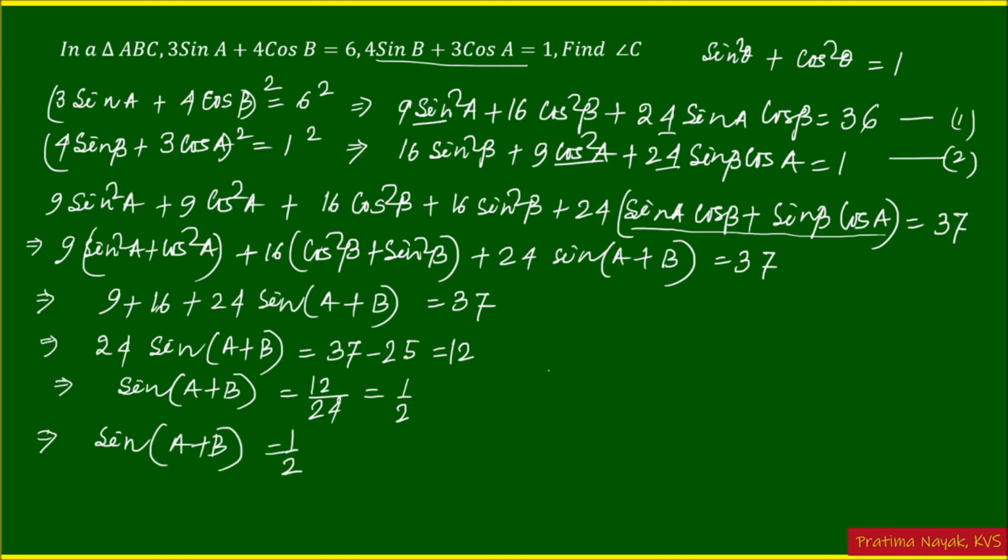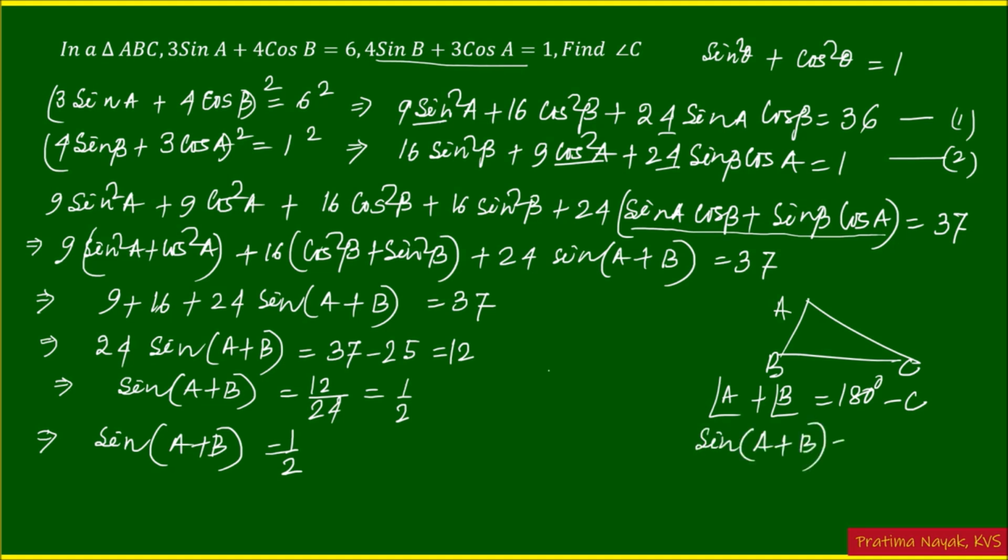Next, in the triangle ABC, angle A plus angle B is equal to 180 minus C, because the three angles make 180 degrees. So we take the sine function on both sides: sine of A plus B is equal to sine of 180 minus C, that is nothing but sine C.